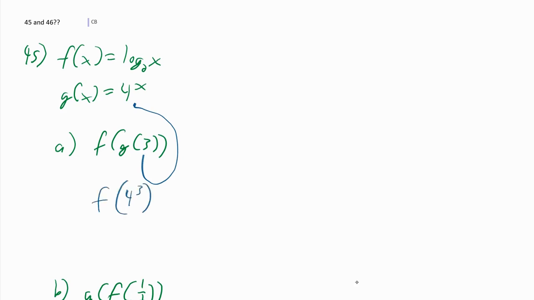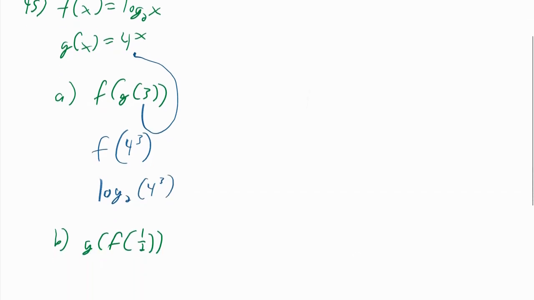Then f of 4 to the third is to take 4 to the third, which I'm going to keep as 4 to the third right now, and plug that into the log base 2 of x. So this now becomes the log base 2 of 4 to the third power, which is now asking 2 raised to what power, which I'm going to set equal to x and change this to exponential form. 2 raised to what power is equal to 4 to the third power.